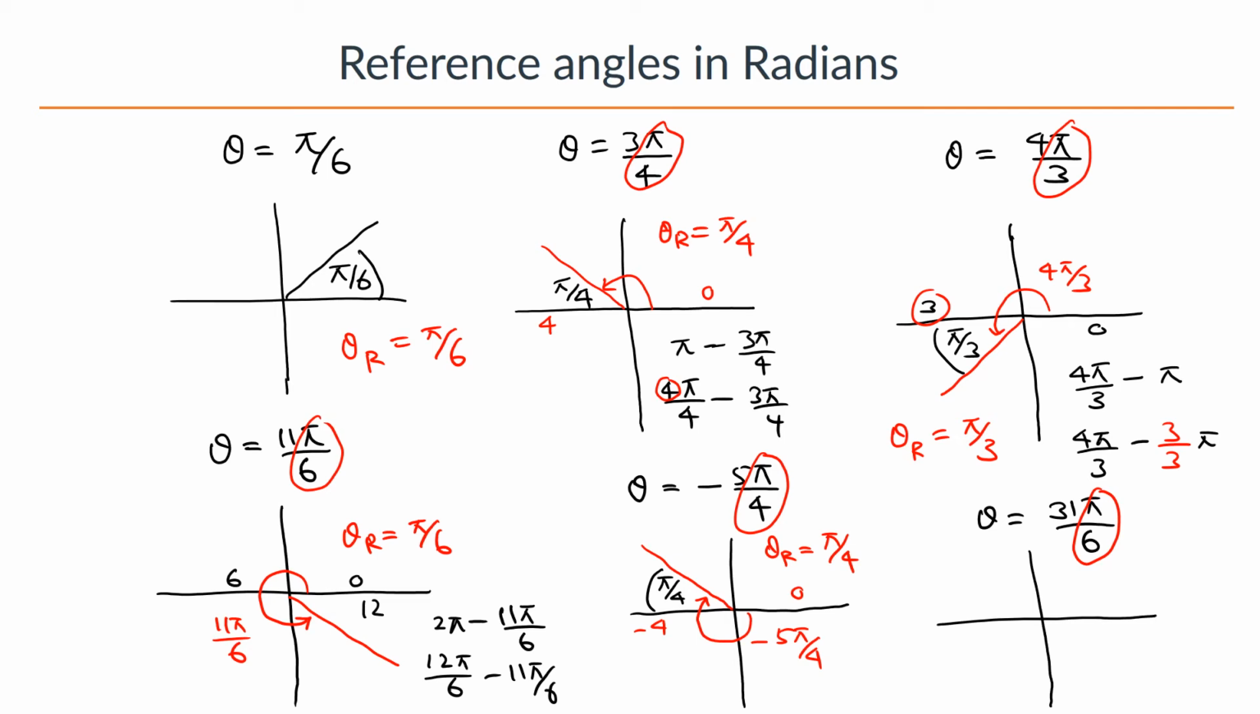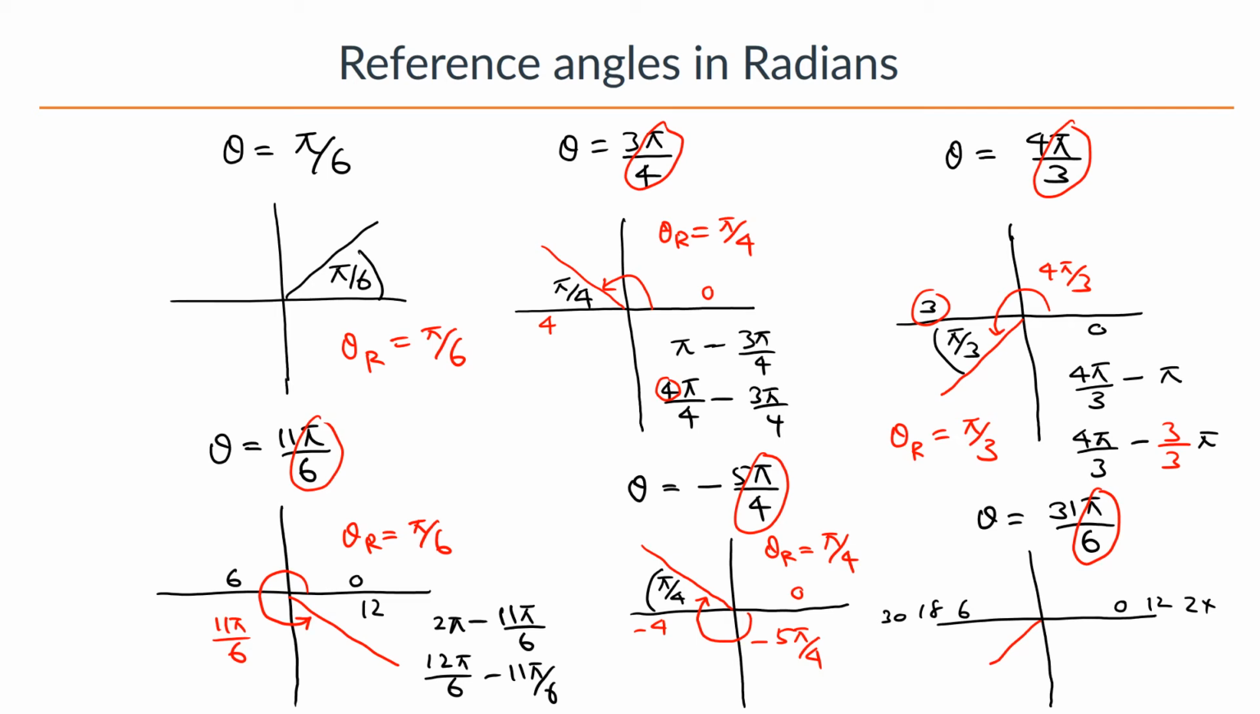So we're going to look for multiples of the denominator. So we can start with 0. It's positive. So it is 0. And then we have 6. And then 12. And then 18. And then 24. And then 30. So 31, that means it is on the third quadrant.